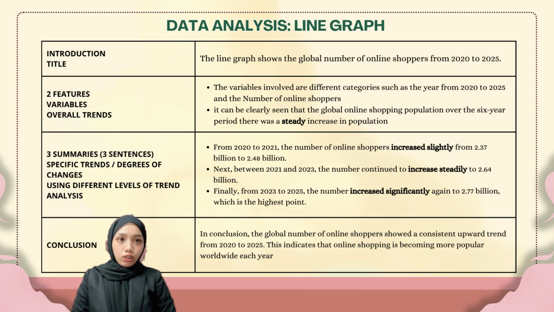The line graph shows the global number of online shoppers from 2020 to 2025. As you can see, the variables involved are different categories, such as the year from 2020 to 2025 and the numbers of online shoppers. It can be clearly seen that over the 6-year period, there was a steady increase in the global online shopping population.